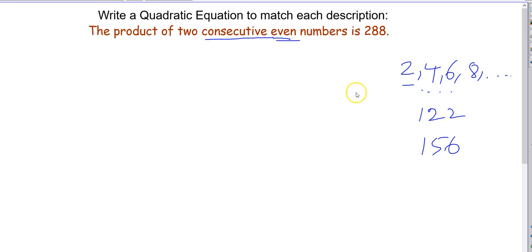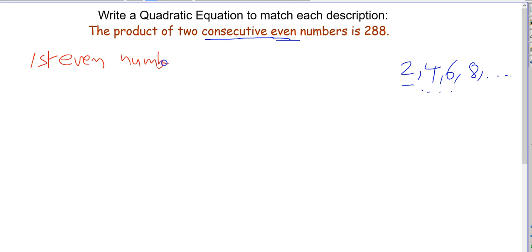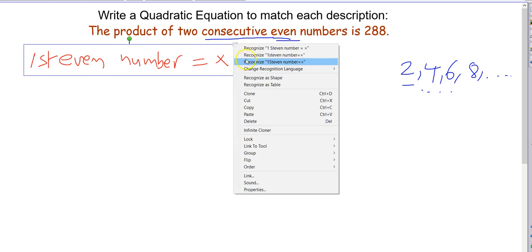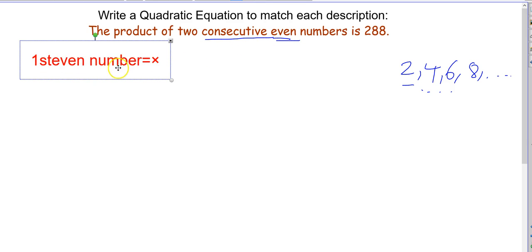So if I assume one of my even numbers, let us say the first even number is x. Let me say the first even number is equal to x. Alright. So I got my first even number equal to x.